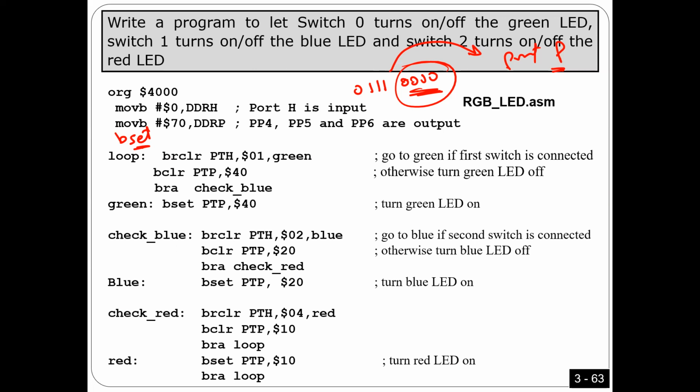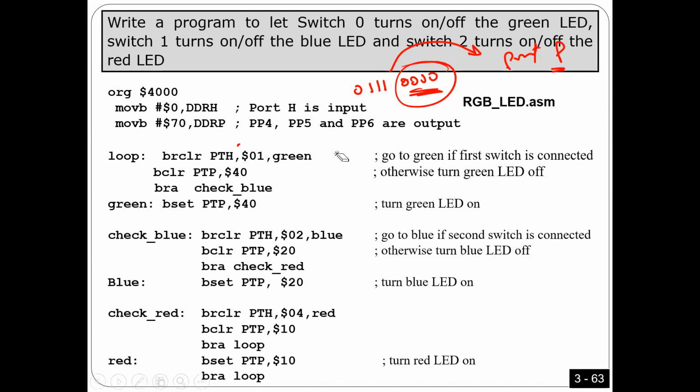So bit set, DDRP, and then I'm going to use here 70, I guess, or you can write 0 1 1 1 0 0 0 0. So I'm going to change these 3 bits. Bit set for these 3 bits. Now I did the configuration one time, and that's it.